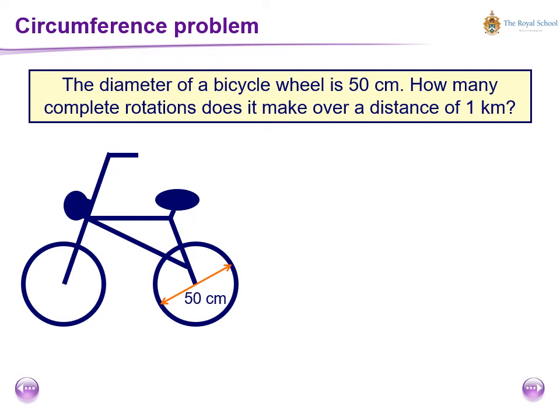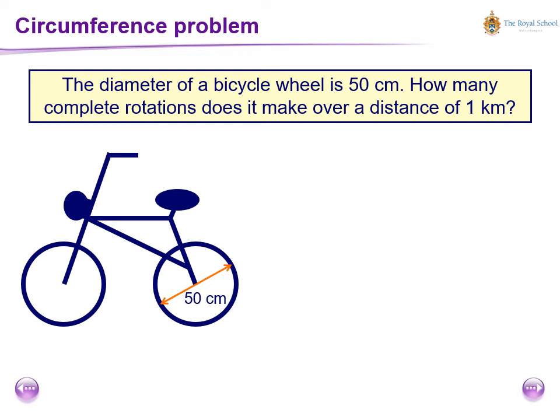Now, final question for this part of the activity. Then we're going to have a look at circumference of a circle in a practical aspect. So here, the diameter of a bicycle wheel is 50 centimetres. You can see that on the diagram. How many complete rotations does it make over a distance of 1 kilometre?